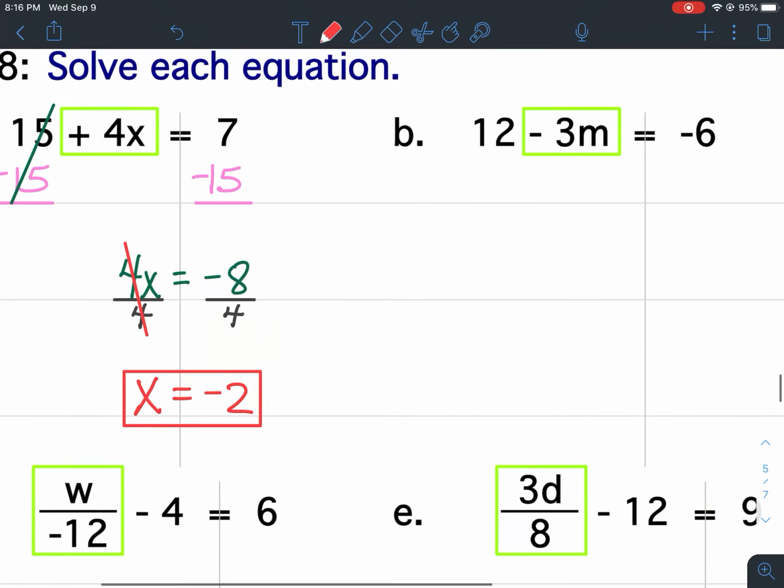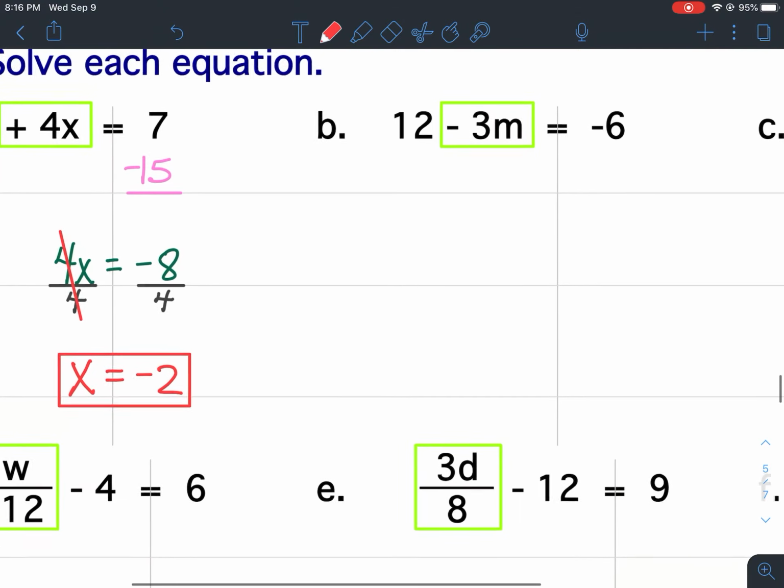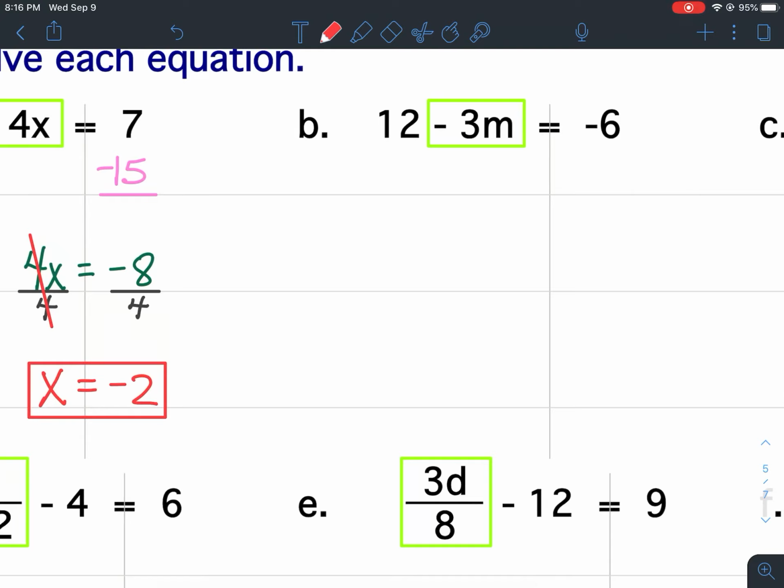Okay, let's look at B. So I boxed my variable term. To isolate the m, I need to get rid of the negative 3 and the 12. Since the negative 3 is with the variable in the box, I don't touch that. I get rid of the number outside of the box, which is a positive 12. So the inverse would be negative 12. So that means I'm going to subtract 12 from both sides.